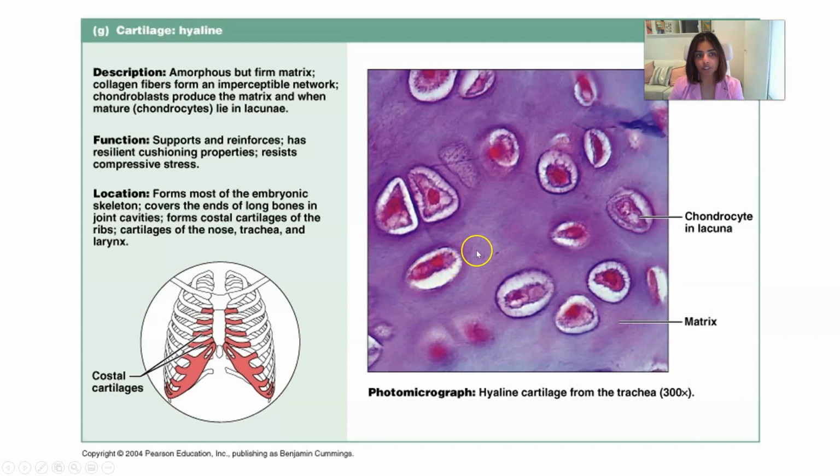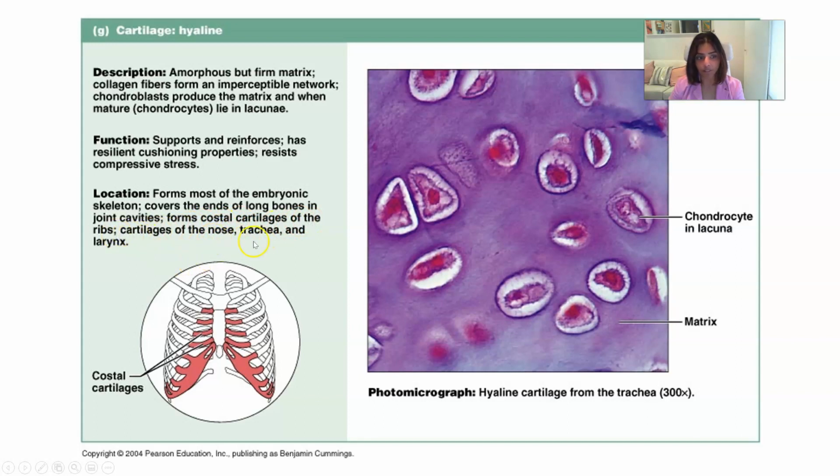Okay, now the function of hyaline cartilage is for support, and it's quite resilient in its properties. Now, it resists any compressive stress, which means that you can't really squash it very easily. And the locations where it's found are the trachea. It forms the basis of the embryonic skeleton, covers the ends of the long bone, so that's our articular cartilage, and it forms the costal cartilage around the rib cage.